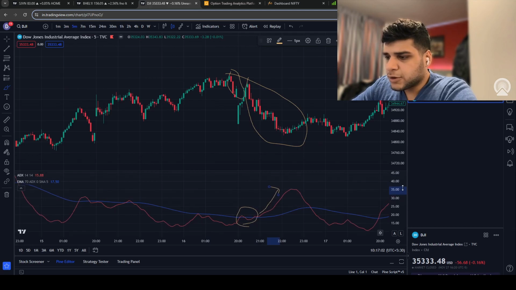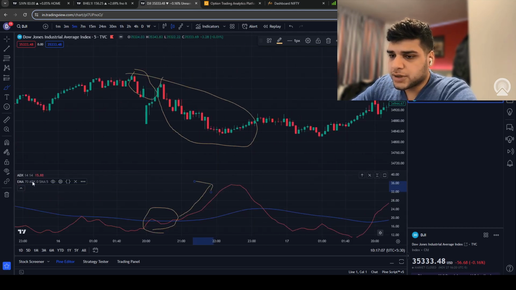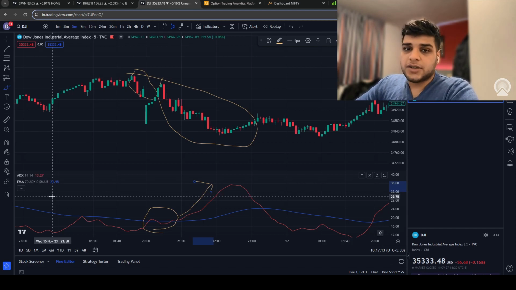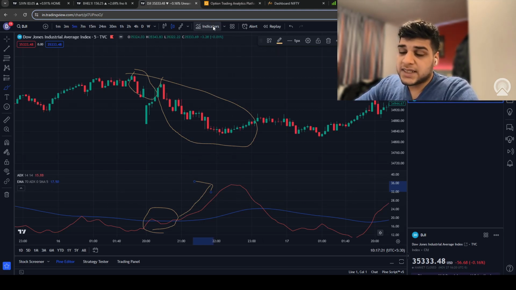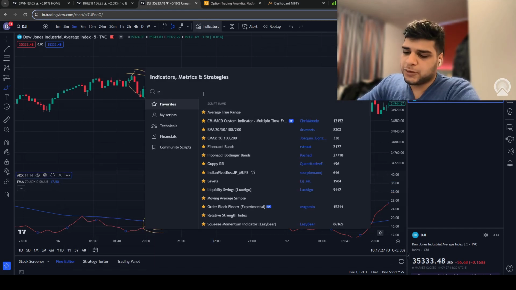Now, ADX also is useful for knowing when to exit positions. Say if you want to use the same strategy and you don't want too much clutter on your chart, you just want to use the ADX and maybe one or two more indicators like the volume or the RSI. What you could do as well to exit your positions is go to the ADX again, the three dots, add another indicator on top of it.